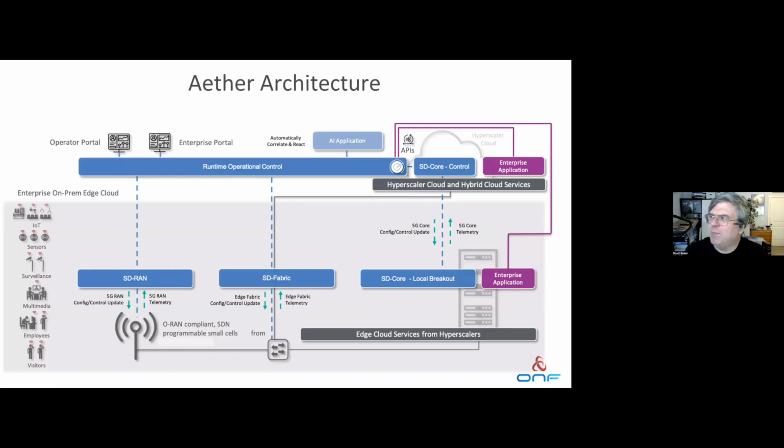Aether is built on three primary pillars: SD Core over here, which you will hear about later in this presentation, SD Fabric, which is an edge fabric solution, and SD-RAN, which is our radio area network solution. Current Aether deployments don't fully realize SD-RAN components at this time, but they do make use of the core and the fabric. At the top, we have our managed solution, which includes a runtime operational controller that supports our management portals. There's also over here in the control portion of the cloud, there is the SD Core control, which manages the SD Core at the various edge sites.